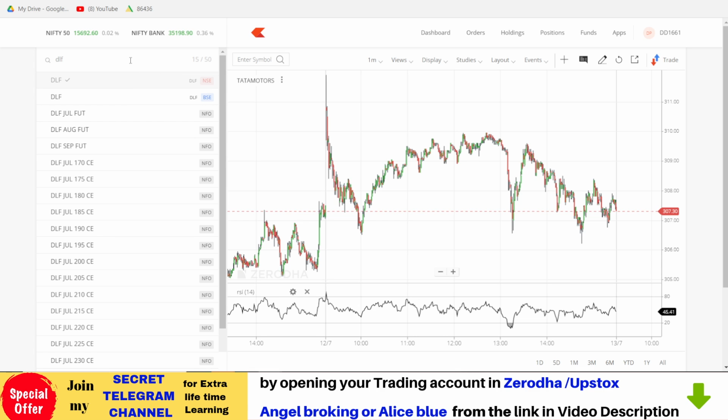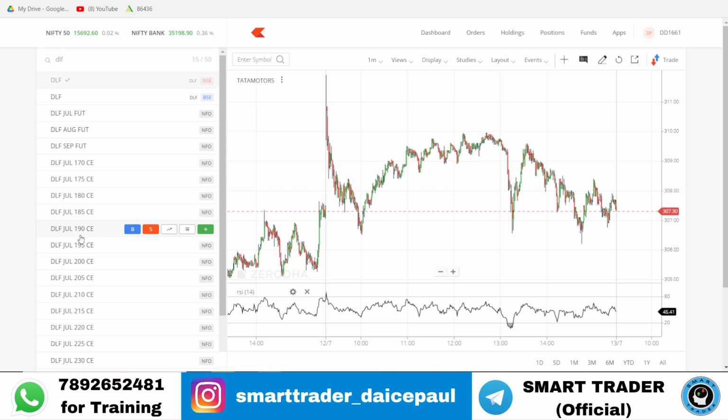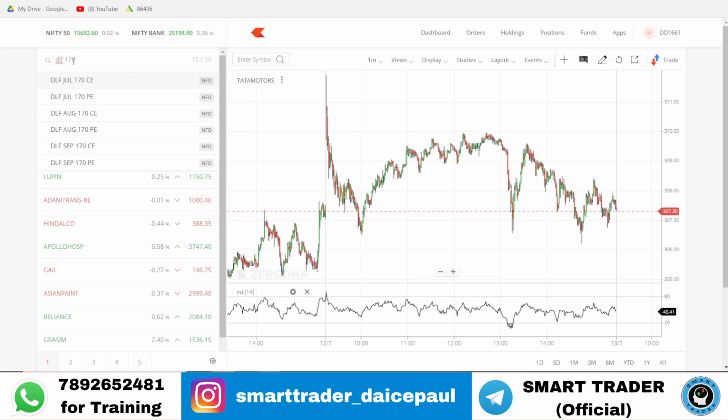Now let's say you want to add futures, so these two were equity. If you want to add futures, this is your FUT. You can put DLF FUT or directly search here. It will come up as DLF futures of July, August, September, so we have 3 months for futures. If you want options, then you get the CE and PE at the end. You can select based on your strike price, or directly type, let's say 170, and it will come here. Or if you want to search for futures, just type FUT. So DLF futures. This is how you basically check.